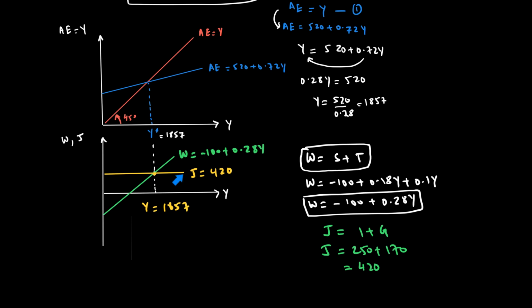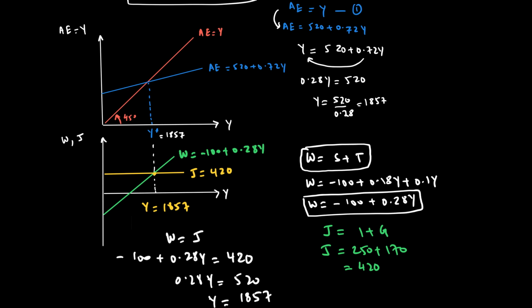1857. Now I'm saying this, that A is equal to Y and W is equal to J should give us the same answer. W is minus 100 plus 0.28y is equal to 420, which is J. Therefore 0.28y will be equal to 520, which means again I am getting the same answer of y is equal to 1857. So first of all, we need to understand this, that A is equal to Y and W is equal to J should give us the same answer if our calculations are right.